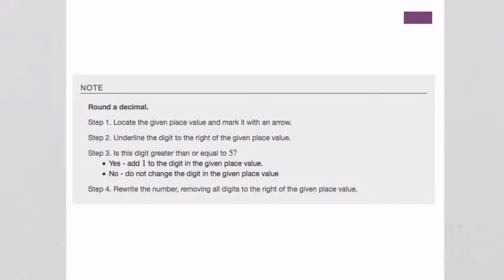Okay, I think that this might be a good place for you to hit pause and take a look at this and read through it for me.